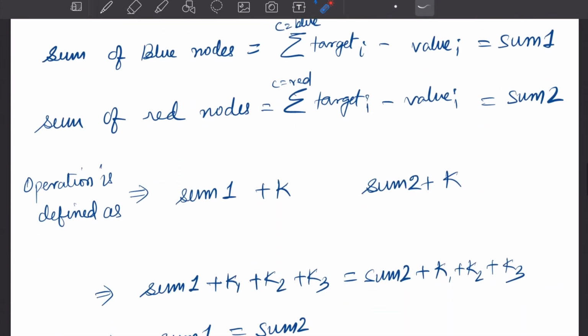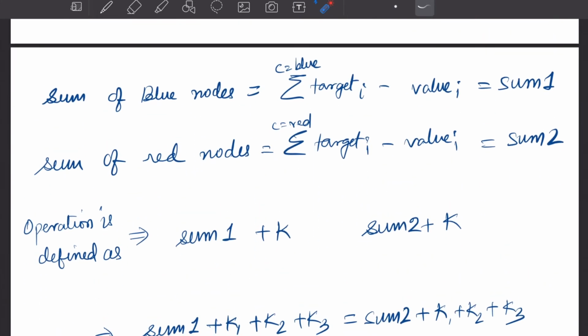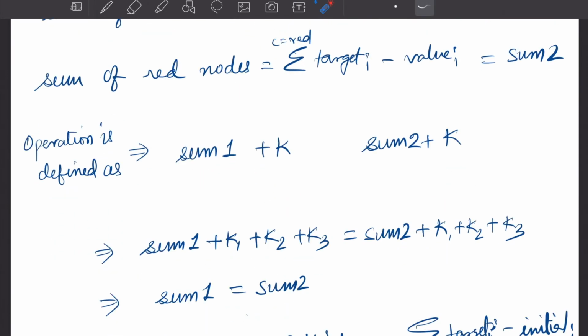So whenever you do this operation, you always add k to sum 1 as well as sum 2. So let's say we apply three operations. We add k1 here, so we will add k1 into sum 2 also. If we add k2 in sum 1, then in sum 2 also we will add k2. Similarly for k3. So from this we can derive that these sums should be the same, as you can see here.